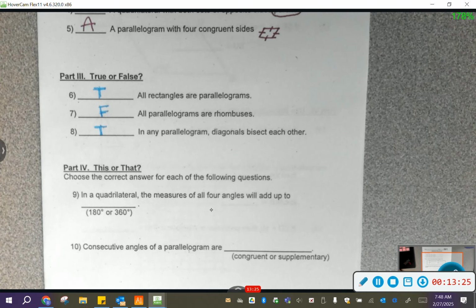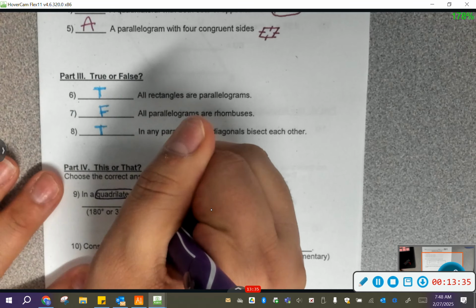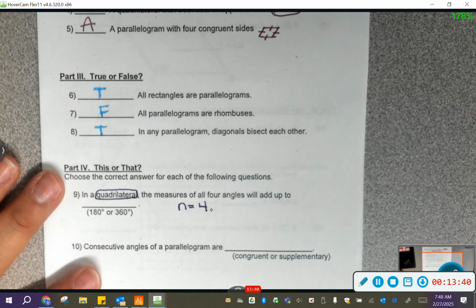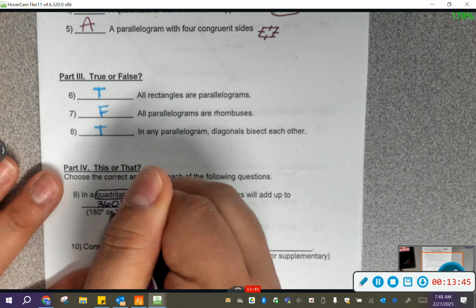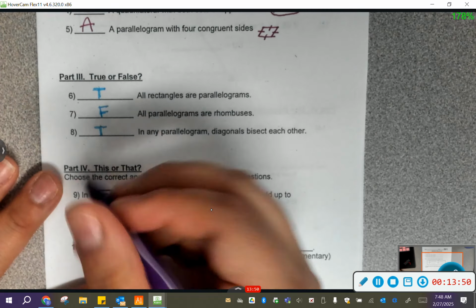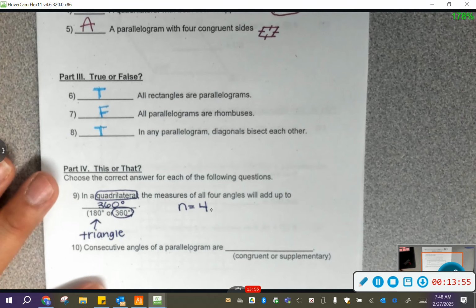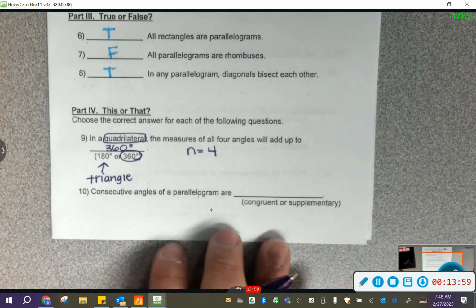All right, in a quadrilateral, the measure of all 4 angles add up to what? Quadrilateral has how many sides? 4. So how much does a 4-sided figure have? 360. What adds up to 180? Louder. A triangle. A triangle adds up to 180. A circle and a quadrilateral add up to 360.